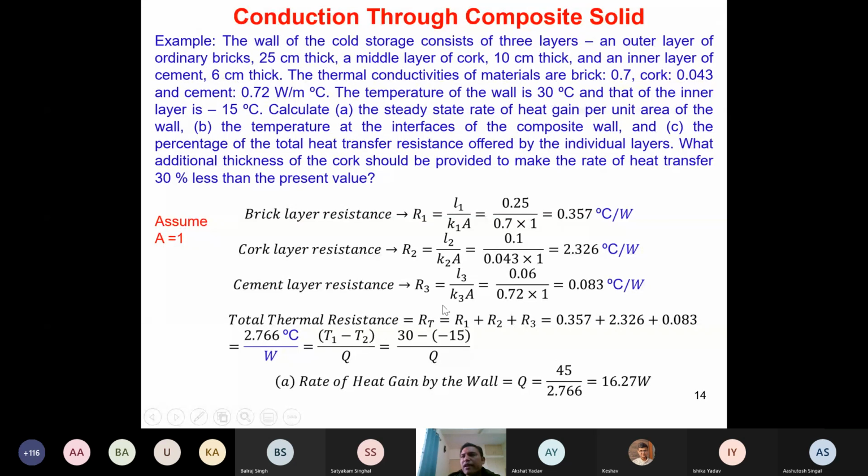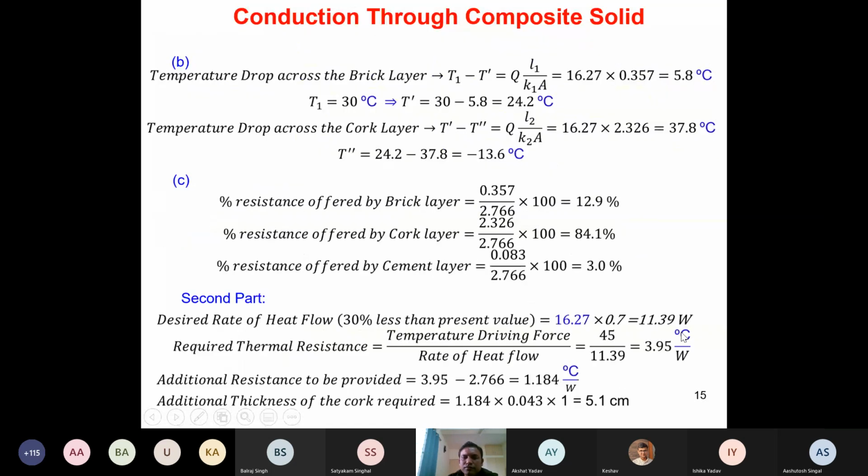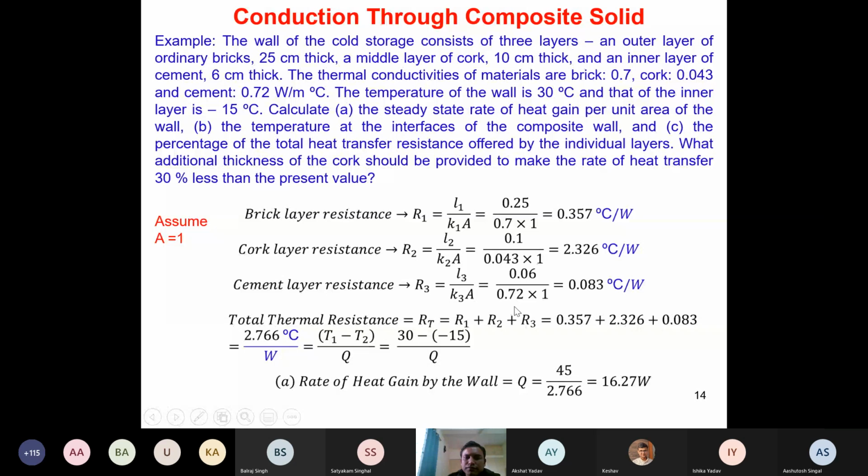Remember, what is the rate of heat transfer? The rate of heat transfer is nothing but the driving force divided by total resistance. So we first have to find the total resistance. These individual resistances are added to obtain the total thermal resistance. So total thermal resistance RT is R1 plus R2 plus R3. That comes out to be 0.357 plus 2.326 plus 0.083, which is 2.766 degrees Celsius per watt.